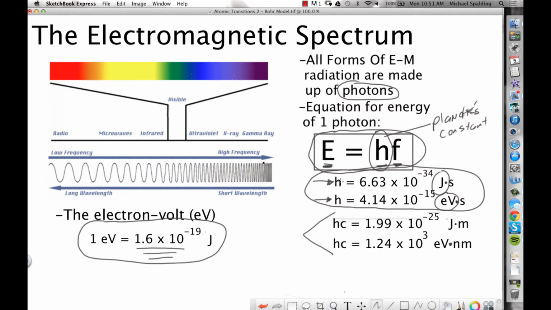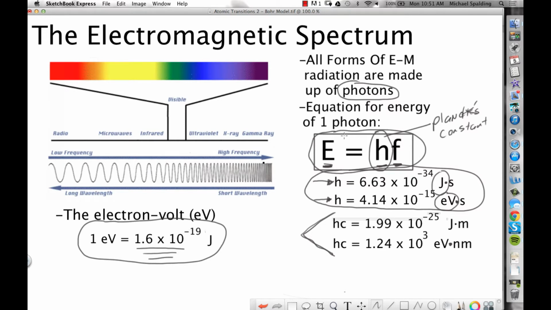What is c? 3 times 10 to the 8th meters per second. Now, why might you want to have hc? It's right here on the data table for the AP exam. If you look at the table of constants, underneath Planck's constant, they give you what hc is. And let me show you why.